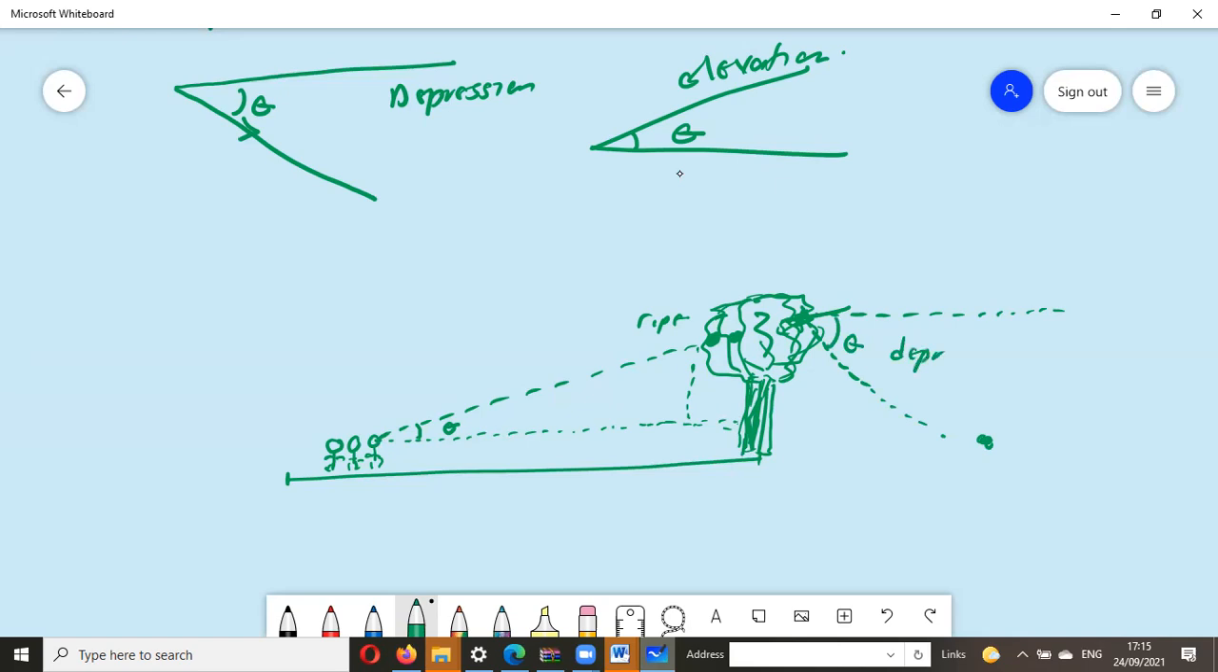That's how they look at the applications. You either elevate your eye, seeing something up, or you do depression, seeing something low. That's the application of depression and elevation. Any question in that before we continue?